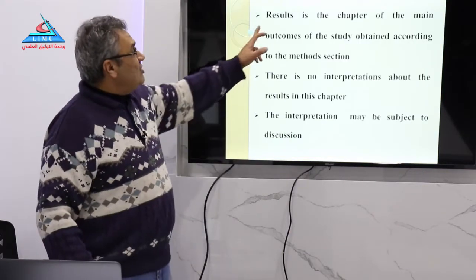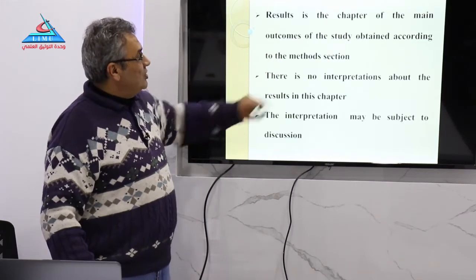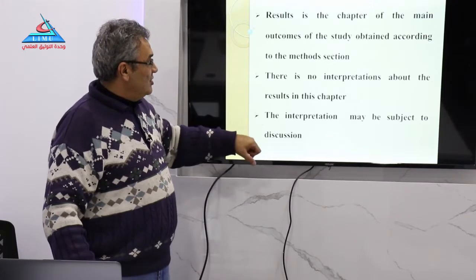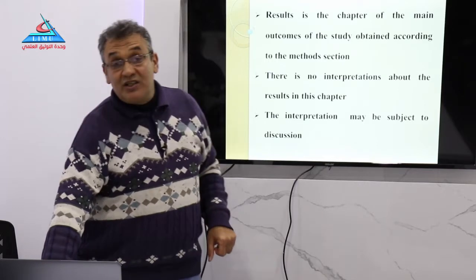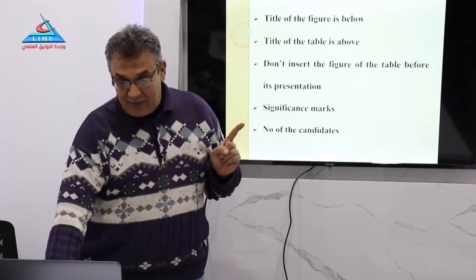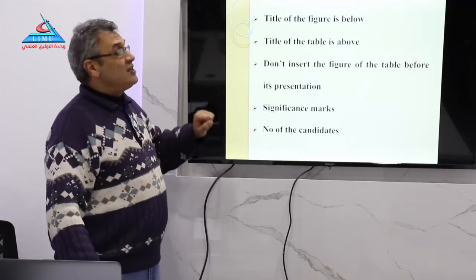So results is the chapter of the main outcome of the study obtained according to the methods section. There is no interpretation of the results in this chapter. The interpretation may be subjected to the discussion. So any interpretation, any discussion goes in the discussion chapter. Don't forget these basic things.